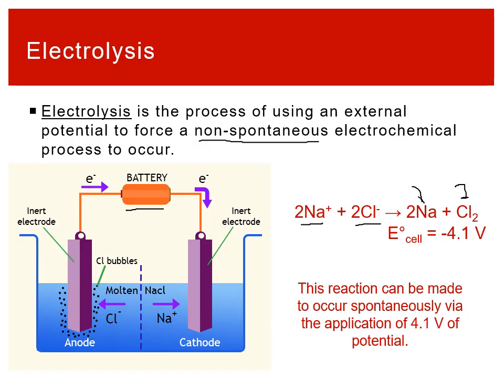And we can use standard potentials. We can think of what this would be. It would have a negative potential of 4.1 volts. What that means is if I have these reactants, namely sodium and chloride ions, and I apply 4.1 volts of potential, this reaction starts to happen. It is non-spontaneous in the sense that this reaction won't just happen on its own, but if I make it happen, it will.